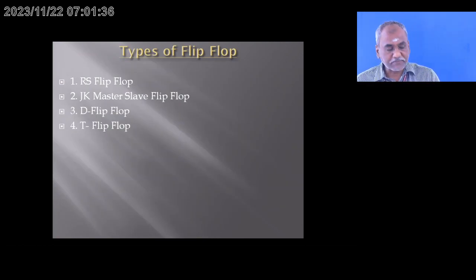So there are 4 types of flip-flops. One is the RS flip-flop, the second one is the JK master-slave flip-flop, the third one is the D flip-flop, and the fourth one is the T flip-flop.